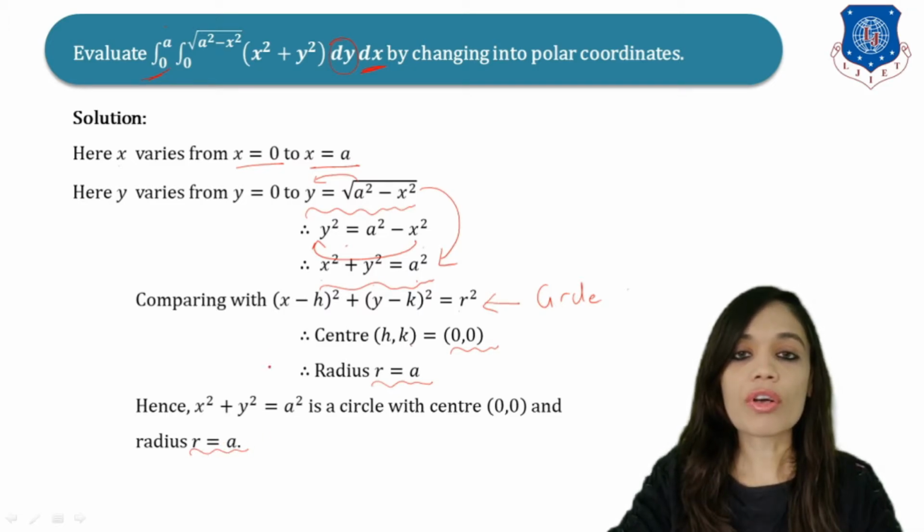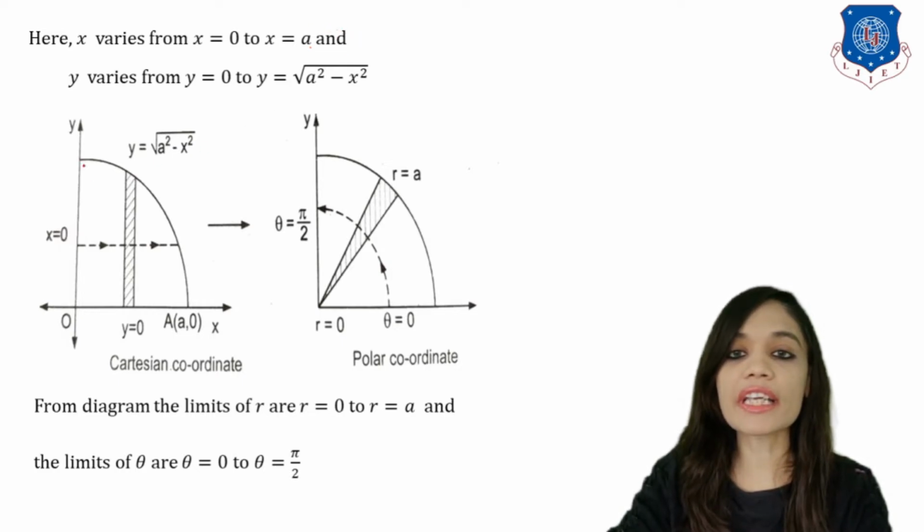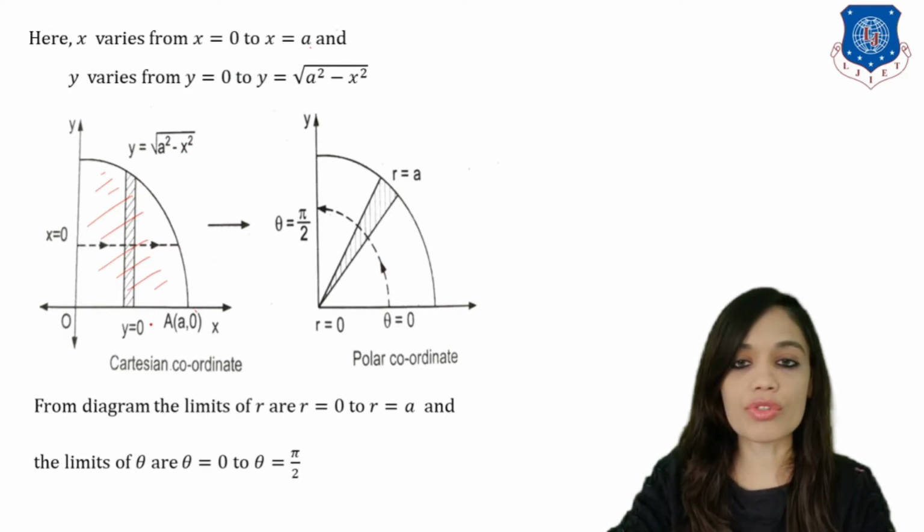Now let us draw our graph from the given limits. Here x varies from 0 to a. From this we can see that our circle is only in the first quadrant, so we have to consider only the circle in the first quadrant. And our y varies from y equal to 0 to y equal to square root of a square minus x square.